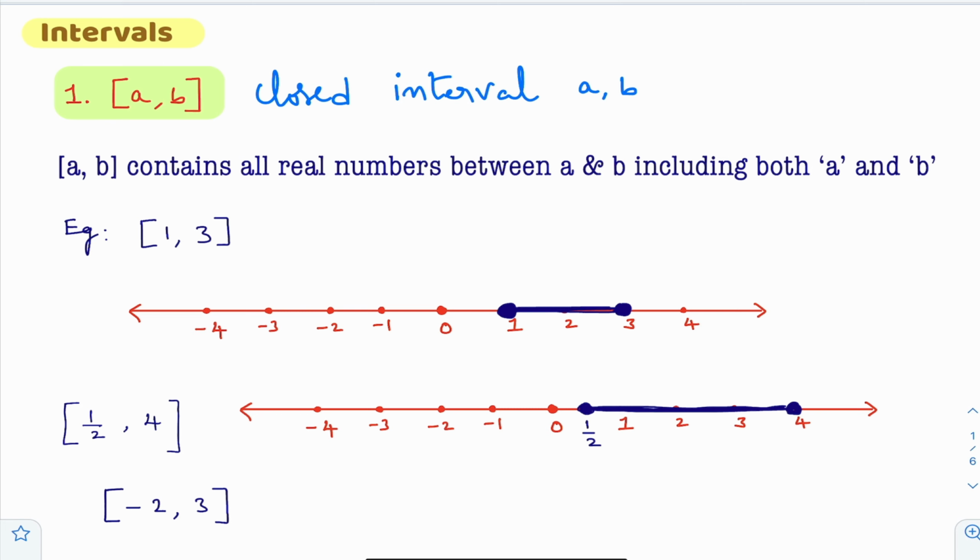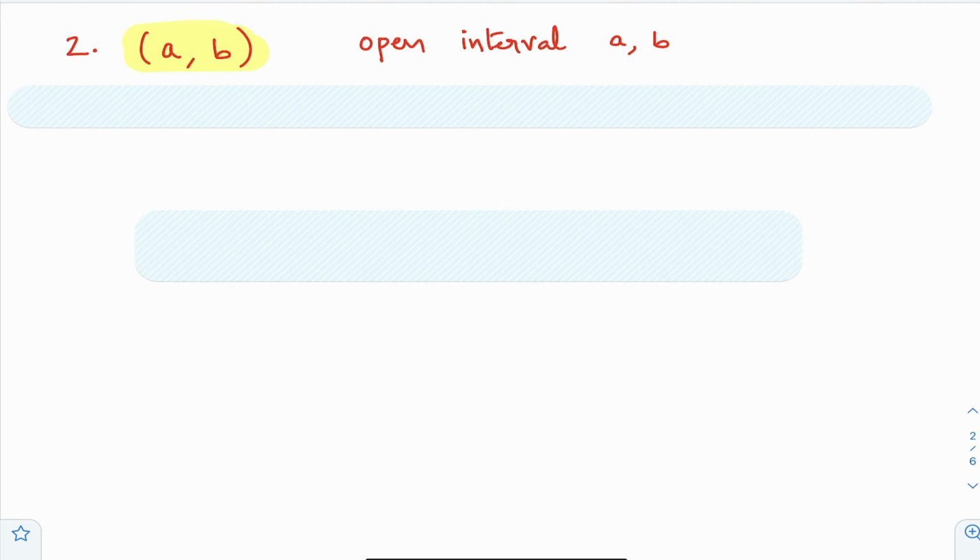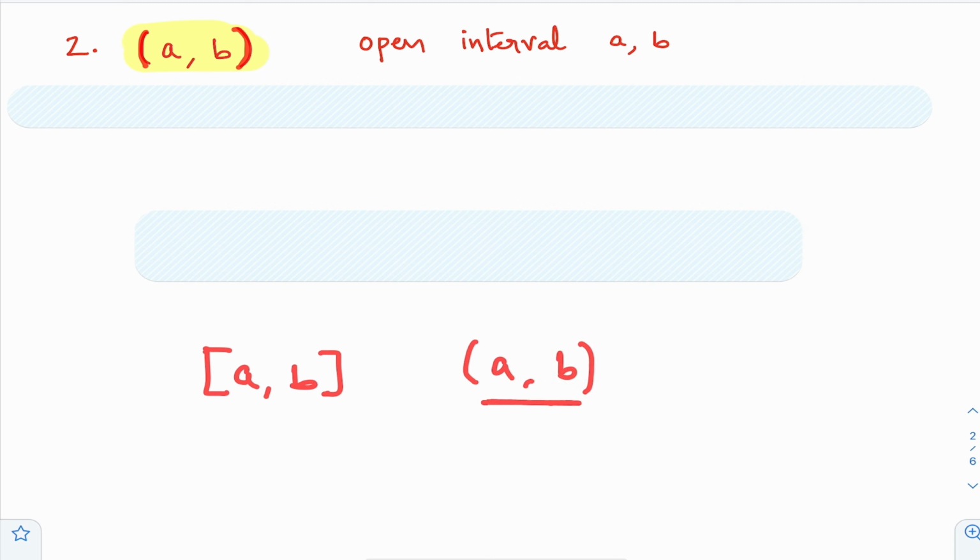Now we'll move to the second one. You observe the second one. What is this? This is open interval a comma b. You observe the brackets. Whenever brackets are like this, we call it closed interval a comma b. Whenever brackets are like this, we call it open interval a comma b. I hope you are understanding the difference. This is closed interval a comma b. This is open interval a comma b.